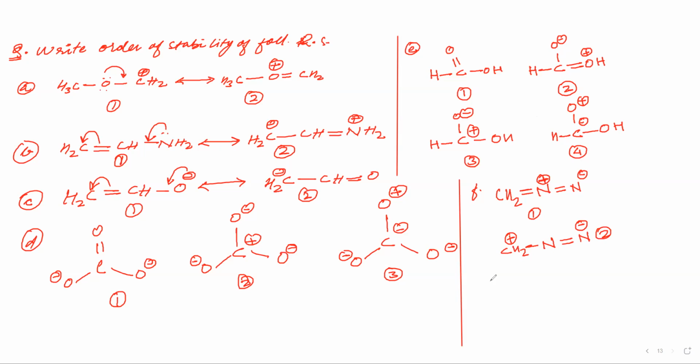What other structure can I make? Yes, I can make another one like this. CH2 negative and single bond nitrogen and a triple bond nitrogen here. Now this nitrogen, when it is having 4 bonds, a positive charge will be there, and this nitrogen will be neutral because it is having only 3 bonds. Now, if you see all my resonating structures, the net total charge is the same in all the resonating structures.